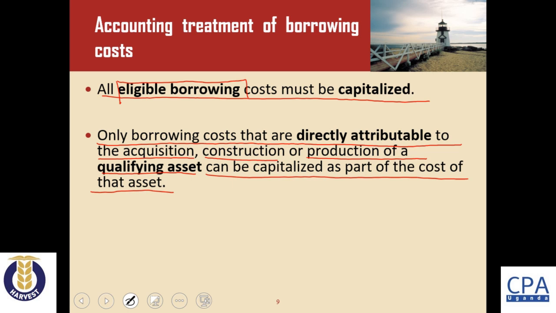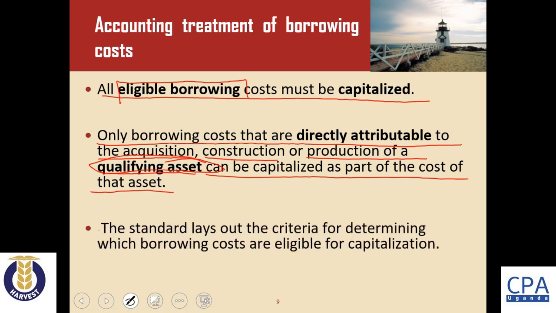However, the standard is very keen here, and mentions something to do with qualifying assets. So if the acquisition, construction, or production is in regard to a qualifying asset, then capitalization may be permitted. However, of course, in the third bullet, the standard gives us the criteria for determining which borrowing costs are going to be eligible for capitalization.